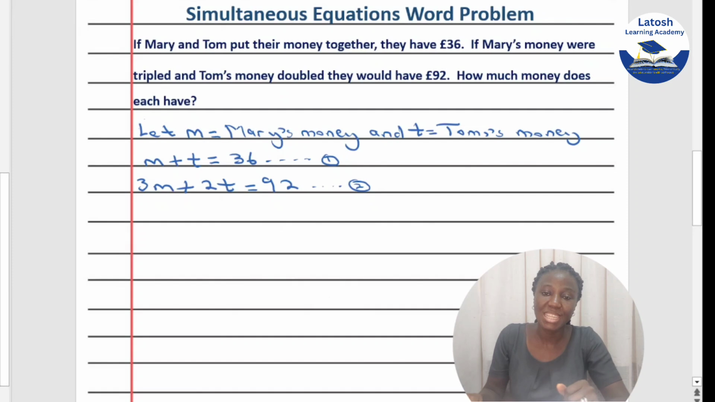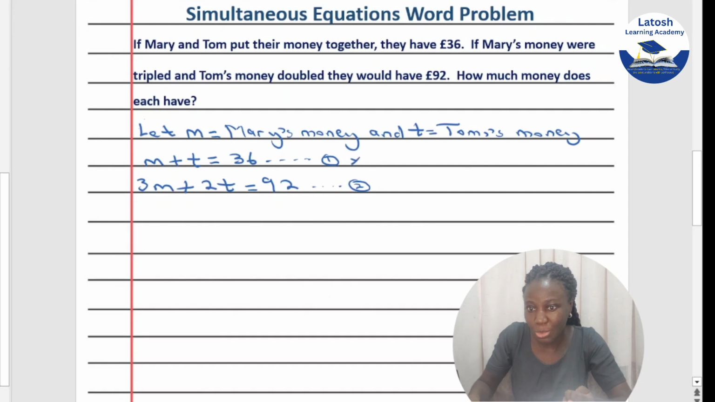So we are able to translate our word problem into simultaneous equations. Let's go ahead and solve the simultaneous equations using the elimination method. In this case, we are going to eliminate T. In the first equation, T has coefficient 1. Then in the second equation, T has coefficient 2. So we will multiply equation 1 by 2 so that the coefficient of T in both equations will be the same. So we can eliminate T.